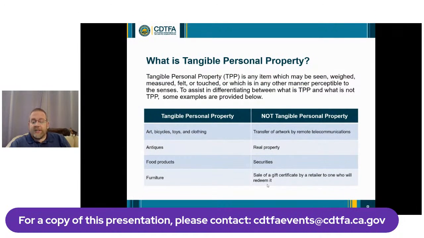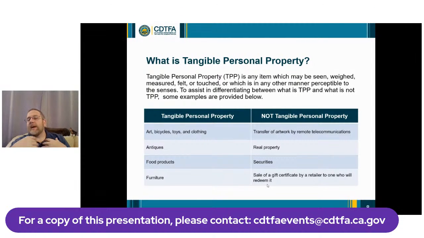All right, so more on tangible personal property. So it's things like art, bicycles, toys, and clothing. Antiques, that's one that gets people angry at me. They say, well, that's a used item. You're just double taxing it. Well, no, we're taxing it once, 2 separate times. It's not the same thing, right?